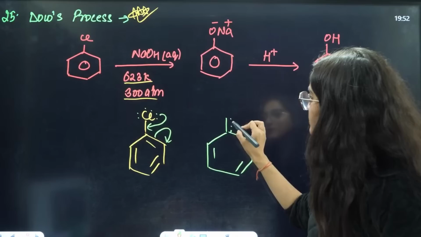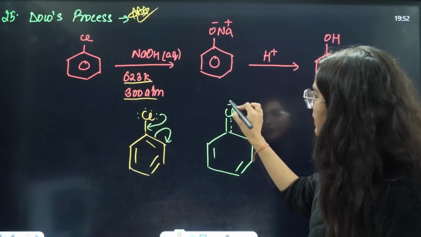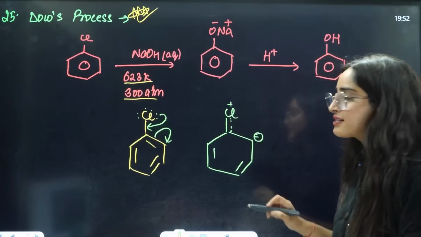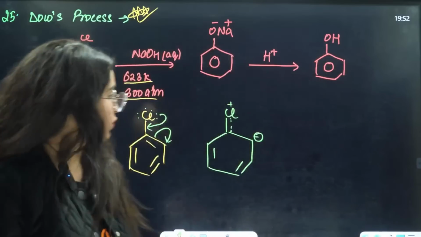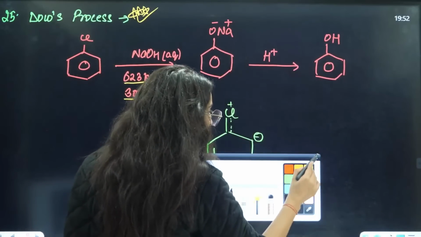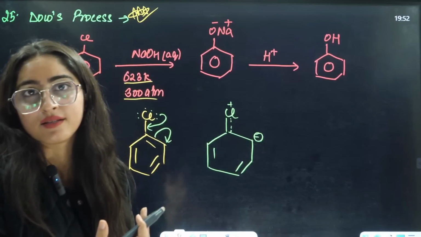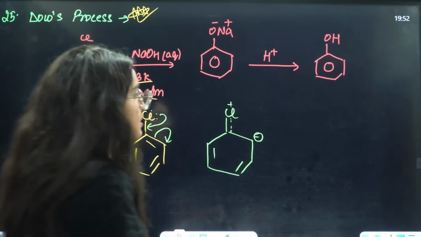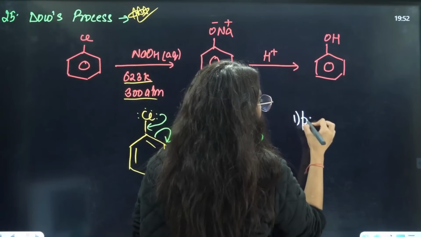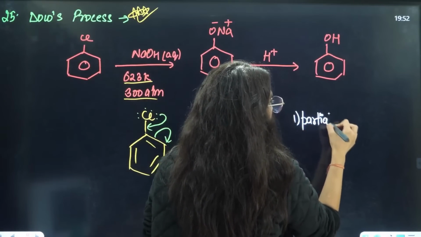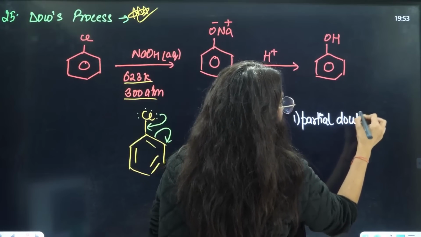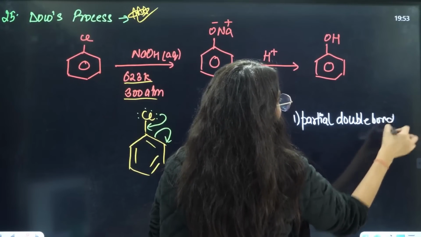In the resonating structures, you will have partial double bond character, and that is the reason this bond has a partial double bond. It is very difficult to break this. The first reason is the partial double bond.